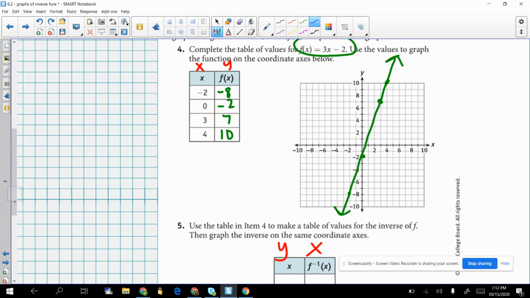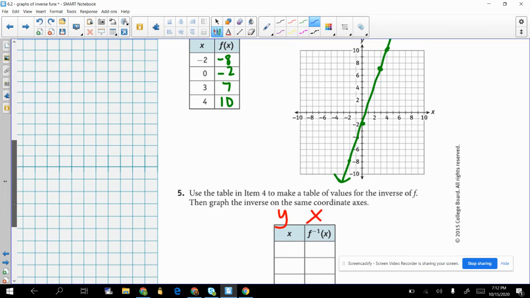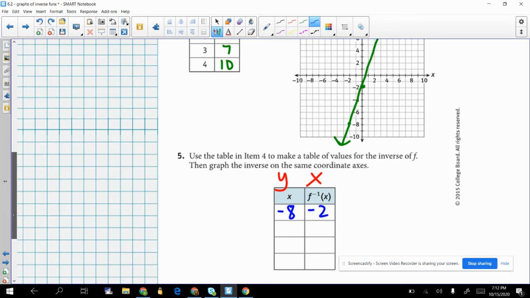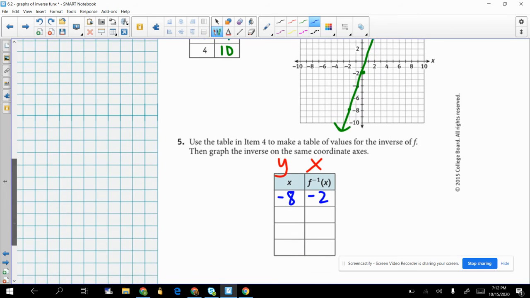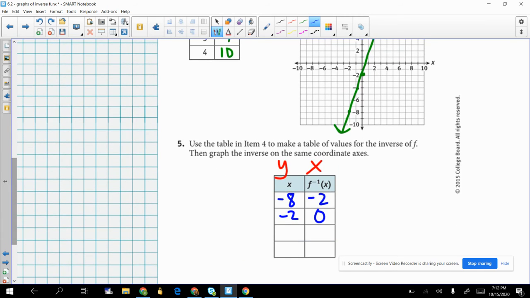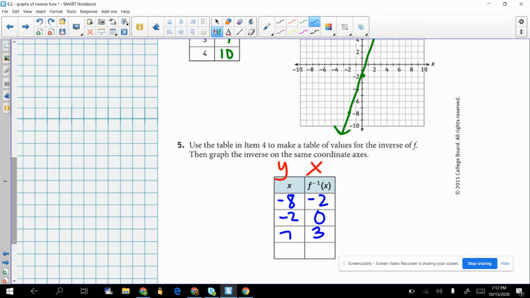Now we know how to find the inverse algebraically, but if we want to find it graphically, all we have to do is switch all of those xy coordinates to be yx. So instead of negative 2, negative 8, it would be negative 8, negative 2. Instead of 0, negative 2, it would be negative 2, 0. Instead of 3, 7, 7, 3. And instead of 4, 10, 10, 4.